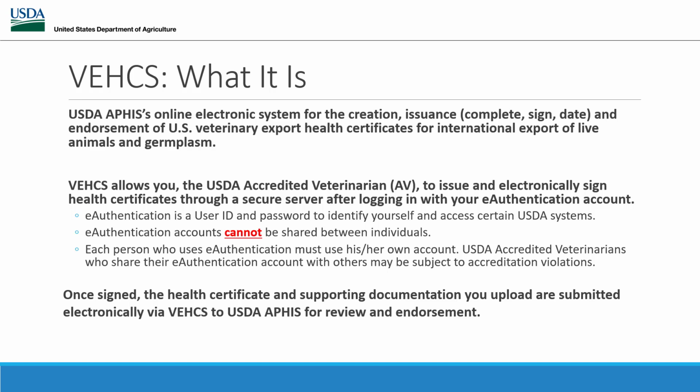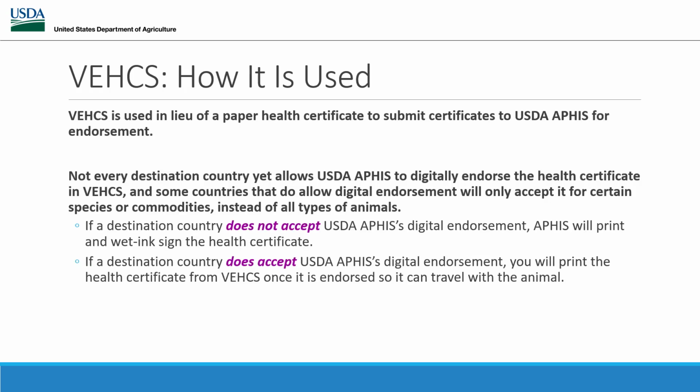Please be aware, e-authentication accounts are unique to an individual and thus cannot be shared. If you violate this policy, USDA reserves the right to terminate the account, and an investigation may be pursued for accreditation violation. By electronically creating and submitting the health certificate in VEHCS, you no longer issue a paper health certificate to overnight mail or deliver in person to your USDA endorsement office.